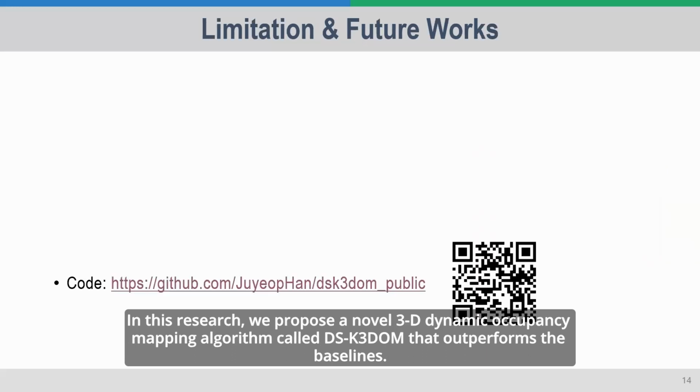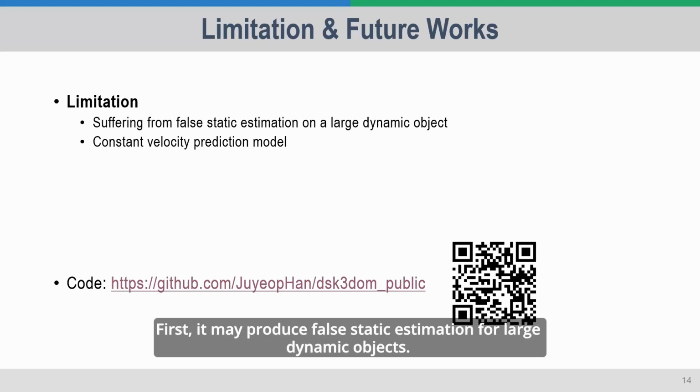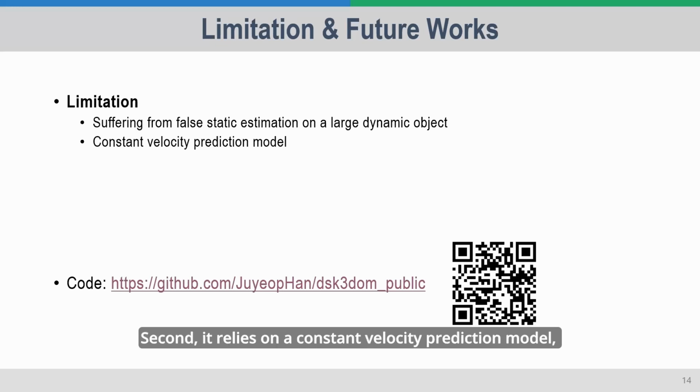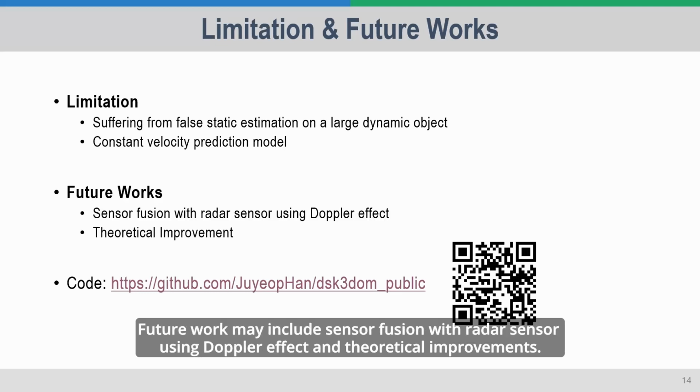In this research, we propose a novel 3D dynamic occupancy mapping algorithm called DSK3-DOM that outperforms the baselines. However, DSK3-DOM still has some limitations. First, it may produce false static estimation for large dynamic objects. Second, it relies on a constant velocity prediction model, which may not accurately reflect the movements of dynamic objects. Future work may include sensor fusion with radar sensors using Doppler effects and theoretical improvements.